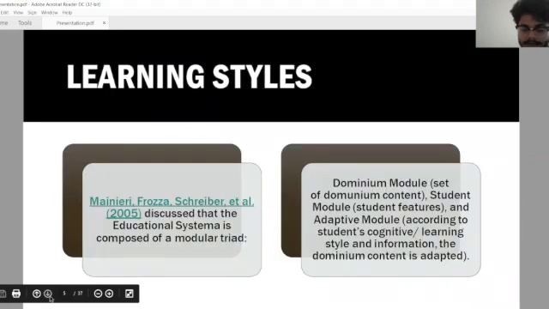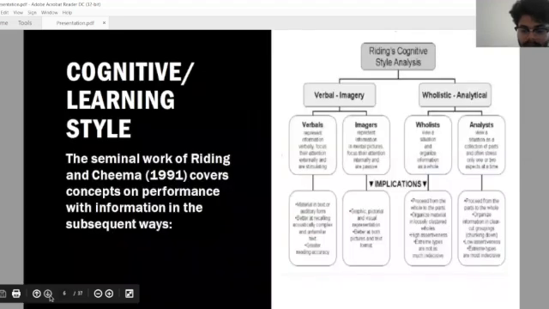And learning styles happen to be categorized for the process of acquiring information as well. Manieri, Frozza, and colleagues discussed that the educational system is composed of a modular triad: the domain module, the adaptive module, and the student module. All happen to be relevant for this conversation, but to be more specific, the adaptive module is the most relevant one for this discussion in particular, because we're going to cover the cognitive and learning style in this context.